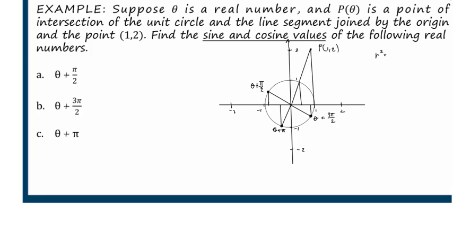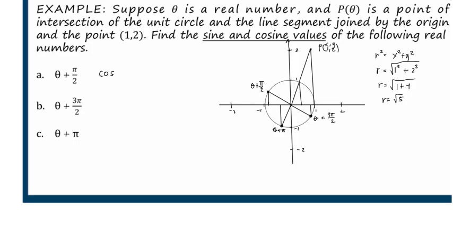So, r squared is equal to x squared plus y squared, which would be r is equal to the square root of the x and y values, which is going to be 1 squared plus 2 squared, which would give you r is equal to the square root of 1 plus 4, where your r is going to be square root of 5. Now, we can find our cosine of theta plus pi over 2.